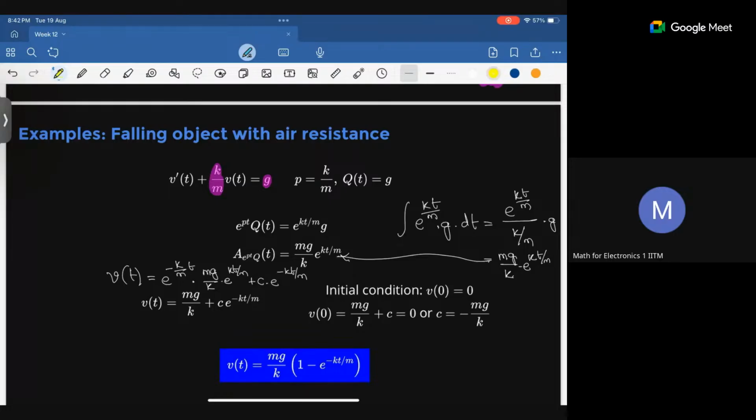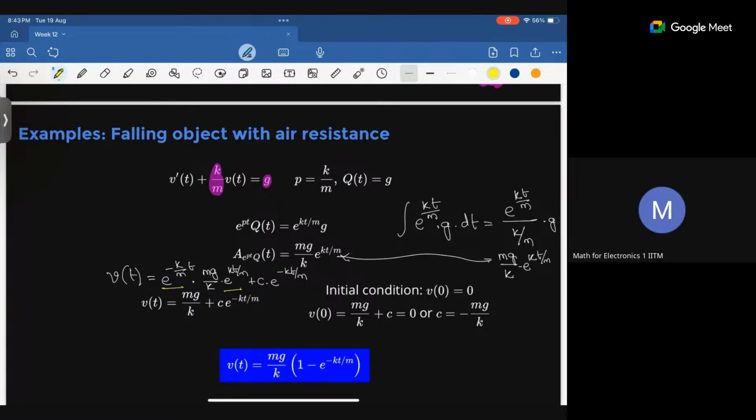Now if you observe, this and this both will get cancelled. So e power minus kt by m plus kt by m will become 0, and e power 0 is 1. So they both cancel each other in the powers, and we'll have e power 0, which is 1. So the expression that is left is mg by k plus c into e power minus kt by m.